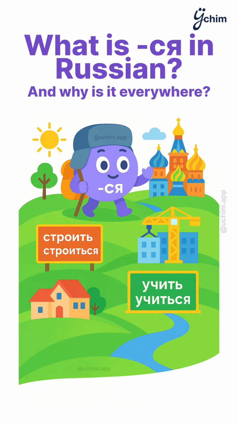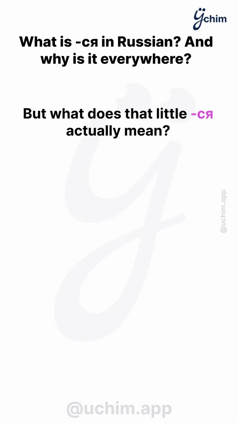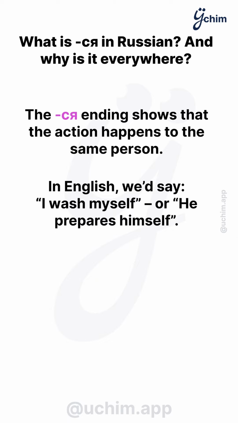You've probably seen it everywhere. Russian verbs ending in ся, like мыться, to wash oneself, одеваться, to get dressed, учиться, to study. But what does that little ся actually mean? Let me explain. The ся ending shows that the action happens to the same person.